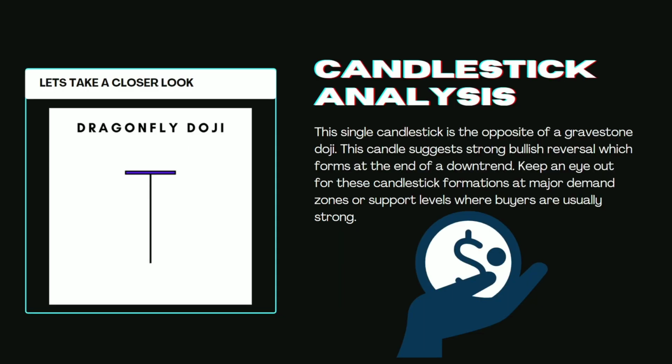Now here we have the Dragonfly Doji. This single candlestick is the opposite of a Gravestone Doji. This candle suggests a strong bullish reversal, which forms at the end of a downtrend. Keep an eye out for these candlestick formations at a major demand zone or support levels, where buyers are usually strong.